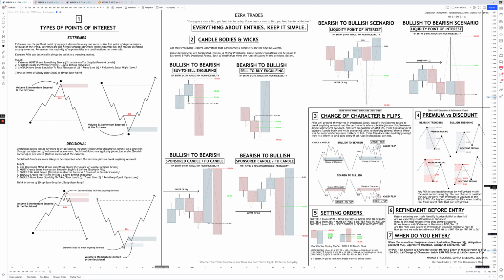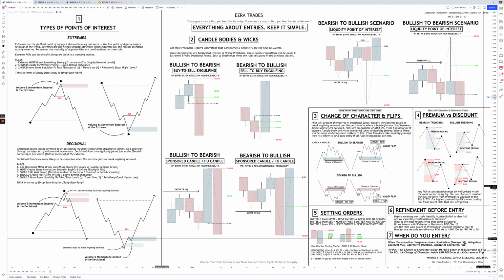When do you enter? When the execution time frame shows on your time frame of execution. This is for confirmation entries. When you see a liquidation, which is a sweep of liquidity, a mitigation means respects the POI, you get some sort of reaction, you get a change of character, and high probability if you get the flip.